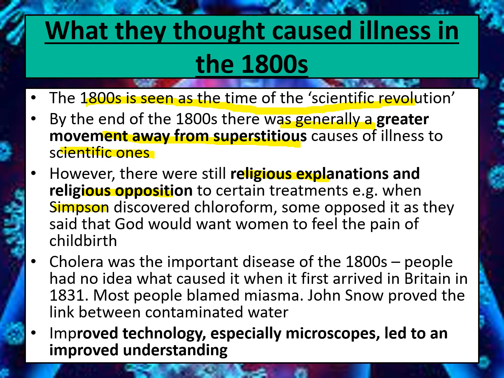For instance, when we think about cholera, which was a disease that killed lots of people from 1831 when it first arrived in Britain, most people at first blamed things like miasma, but John Snow proved the link between that and contaminated water. So generally, what they thought caused illness in the 1800s changed significantly, with things like germ theory being created, and often that was down to things like improved technology, especially microscopes, that led to that improved understanding.